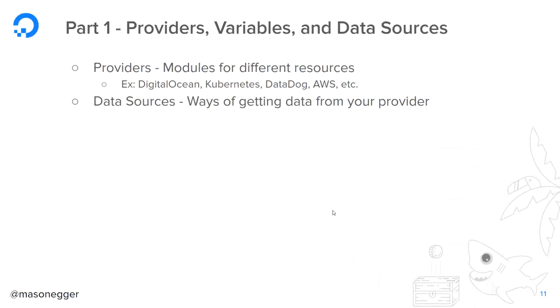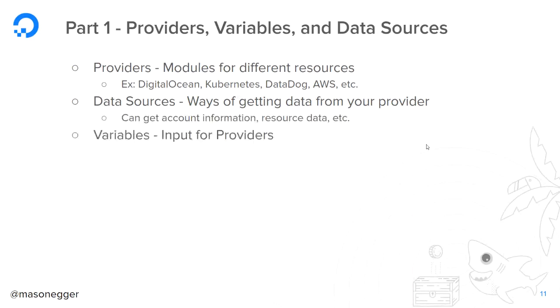Data sources, ways of getting data from your provider. So there are 2 different types of resources inside of a provider. There's a data source and then there's a resource. We're going to cover resources in part 2. But a data source is like, hey, I want to know what some of the limits are on my account, like how many droplets can I spin up, or I want to be able to get the ID of my SSH keys and stuff. These are providers that simply go and read information from the resource, like DigitalOcean, and bring it back to us. We can get account information out, resource data, and all that.